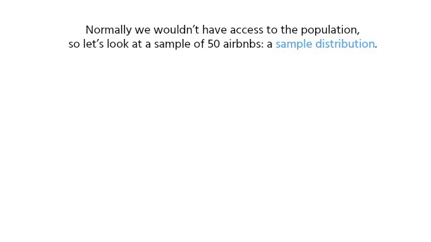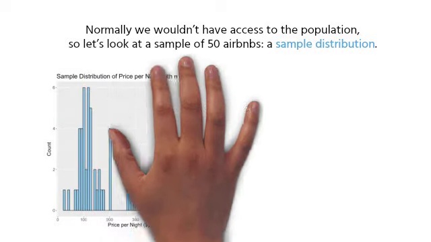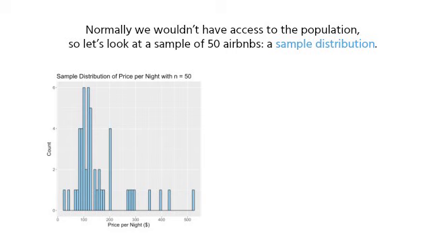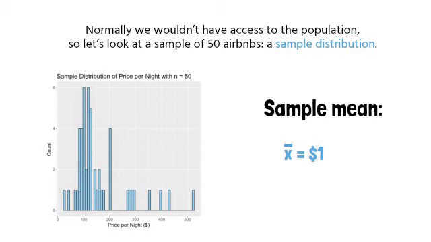Normally, we wouldn't have access to the population, so let's look at a sample of 50 Airbnbs, a sample distribution. The histogram still looks right skewed, much like the population distribution. The sample mean from this sample of size 50 is $156.22, slightly different than the population mean of $163.